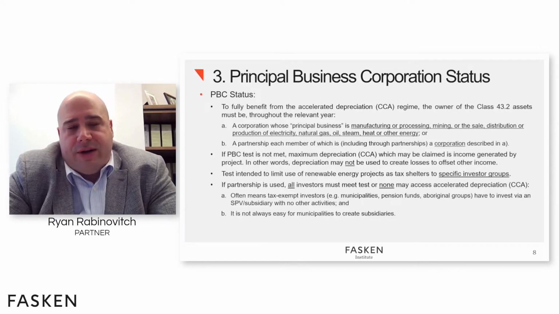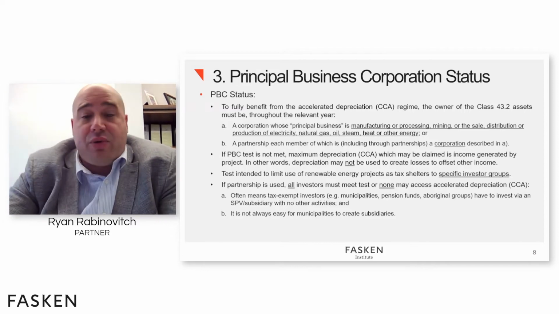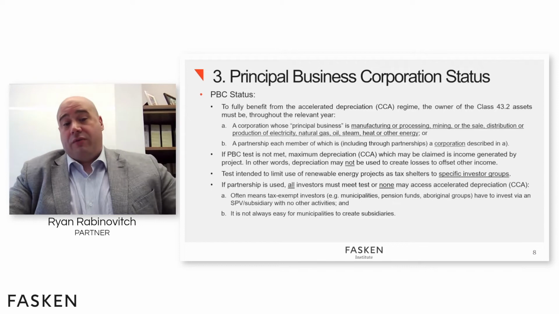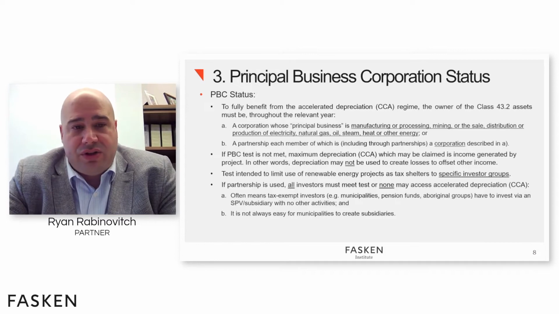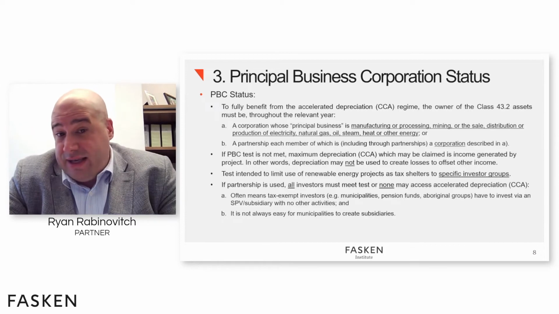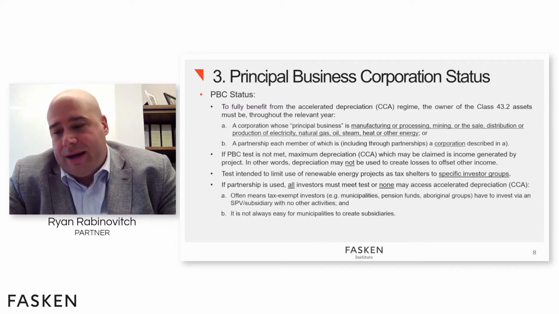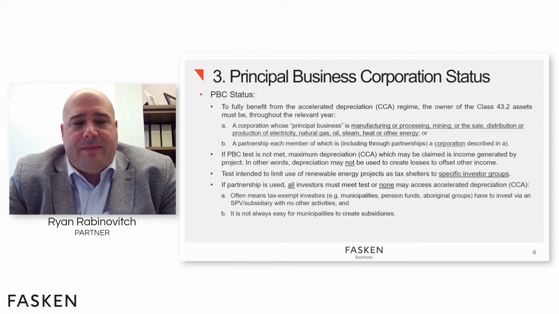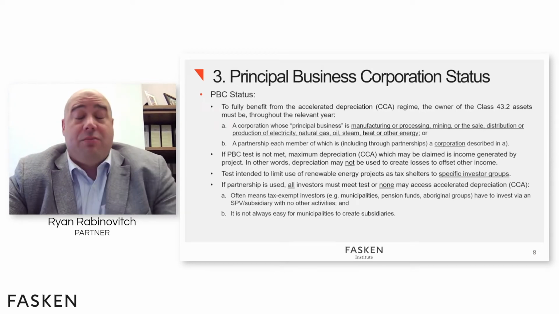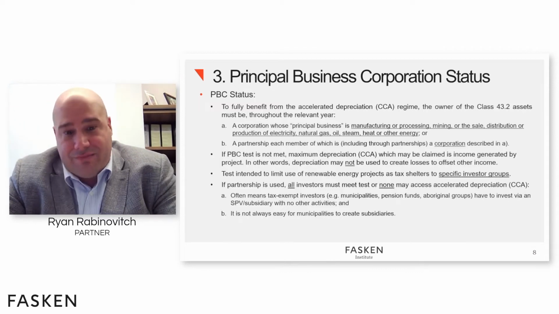So whenever you have a partnership that's carrying on a project, you can expect to see in the subscription agreement all kinds of representations and covenants that make sure that all of the partners at all times meet this test and qualify as a principal business corporation. And that's not necessarily easy to do, because you may often have a situation where you have two corporate groups that want to create a renewable energy project, and we've seen more and more tax exempts investing as being the second group.